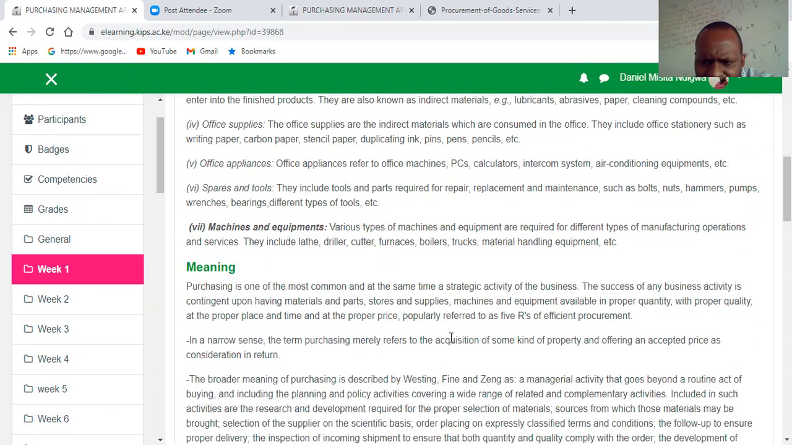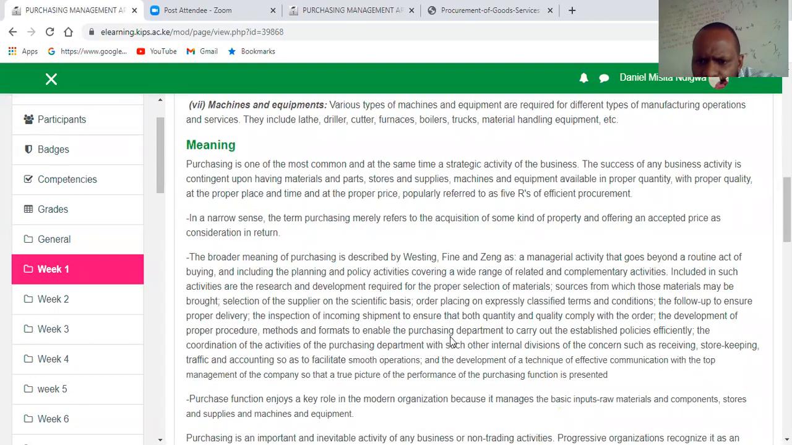So purchasing basically is a managerial activity that involves buying of goods or services for purposes of satisfying a certain objective. According to Westing, purchasing is a managerial activity that goes beyond the routine act of buying and includes the planning and policy activity that covers a wide range of related complementary activities. Complementary activities are activities that go hand in hand, whereby one activity triggers the other. For example, complementary goods are goods that are bought hand in hand. The demand for one good will lead automatically to the demand for the other good.